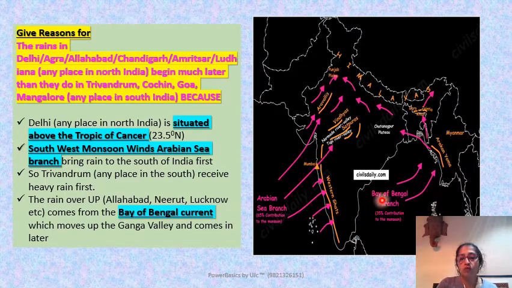It moves, comes this way. The southwest monsoon Bay of Bengal branch comes this way, moves here, goes over the Gangetic plains and then comes to the north and gives the rain. So that is why these areas in the north get rain later, because first the southwest monsoon Arabian Sea branch brings rain to the south of India. And then those monsoon winds, the Bay of Bengal, go into India from this side and come and give rain here.